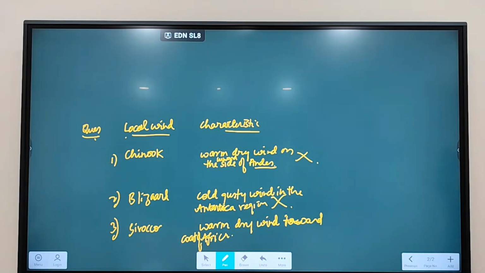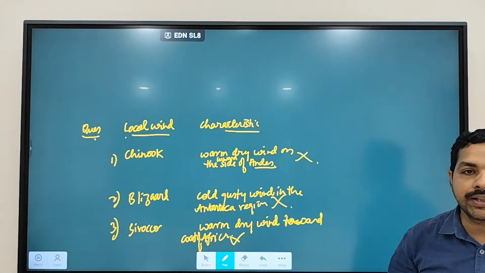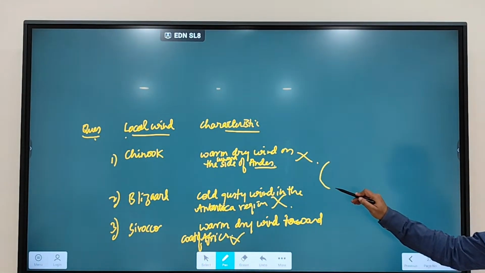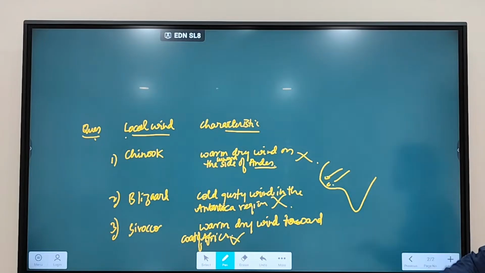Wrong statement. Sirocco, warm dry wind towards coast of Africa. Is it correct? Where is Sirocco blowing? Towards France and Spain. We discussed there it is called as what? There it is called as a bloody rain, bloody wind, causing bloody rain. Fine. So which is moving towards coast of Africa? Harmattan. Yes. So Harmattan is moving towards coast of Africa.